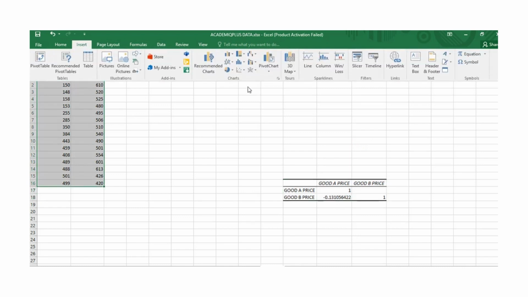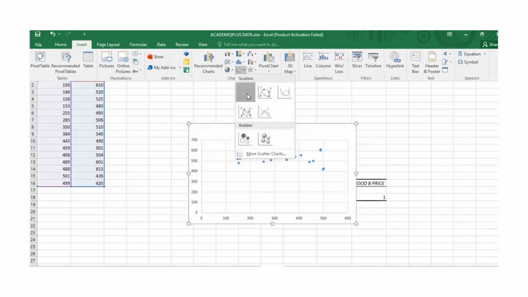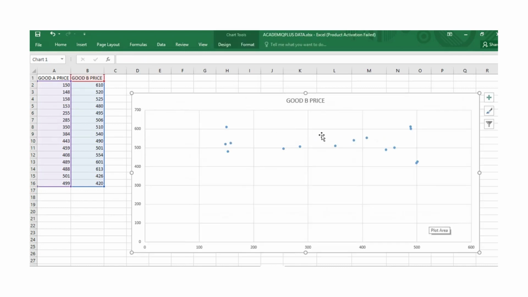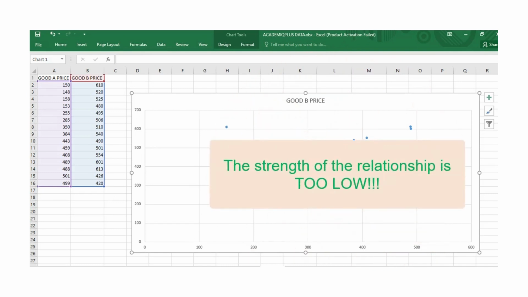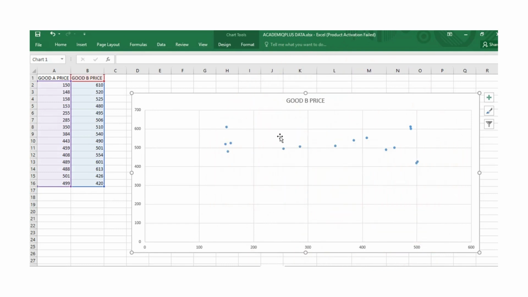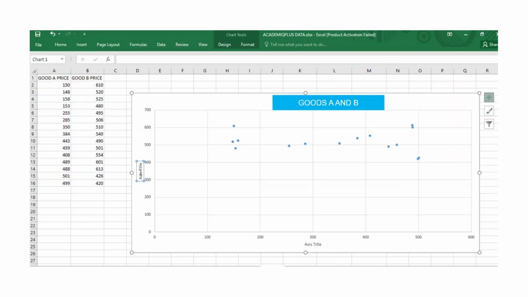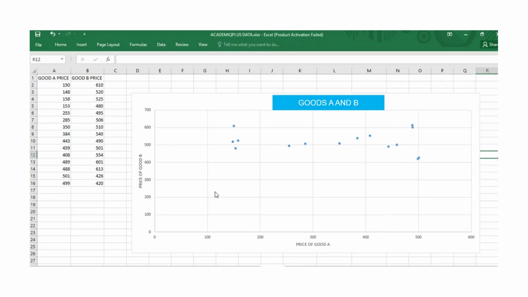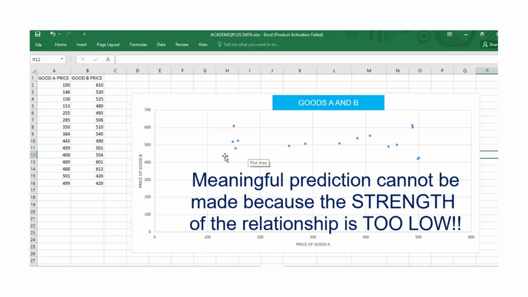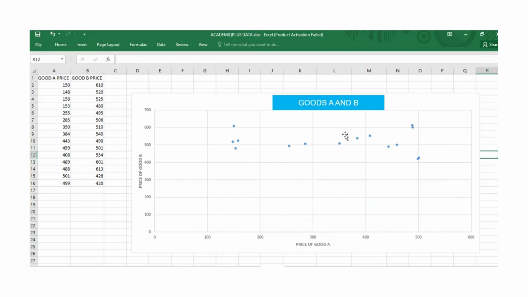So let's use the scatter diagram to show this relationship. You can see there's no relationship, whether direct or indirect, because the strength is low, 0.1, although the relationship is indirect, but the strength is quite low. Good A and B. Let's add the axis title, price of good B. So as we can see, you can't make prediction by using this because the relationship is low. You can't make any meaningful prediction because of the low strength relationship between these two variables.